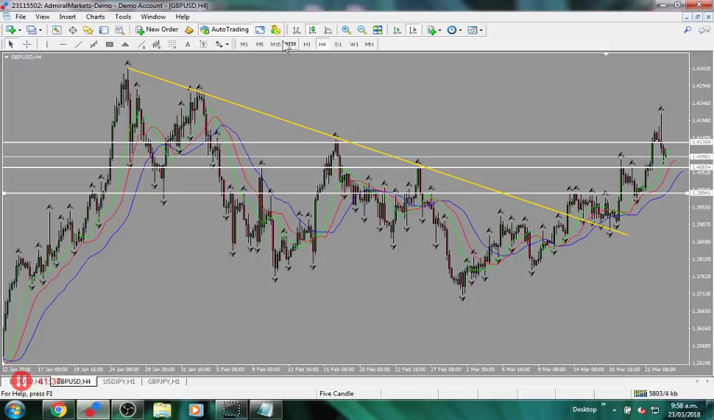So this is, for example, another, and the reason why it's relevant to draw these is because they act obviously as resistance and support just as much as horizontal levels. But the horizontal ones are kind of your basis, your key. They're even more important than trend lines, I think. But they give you extra information.